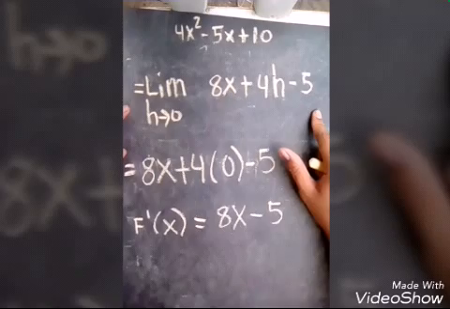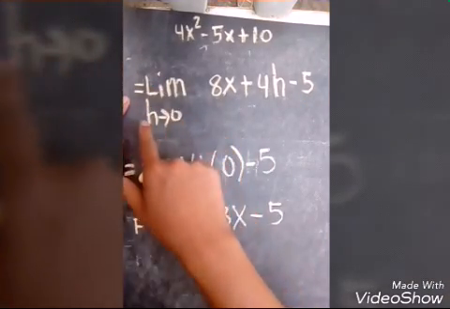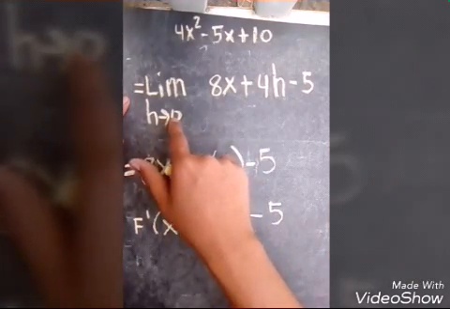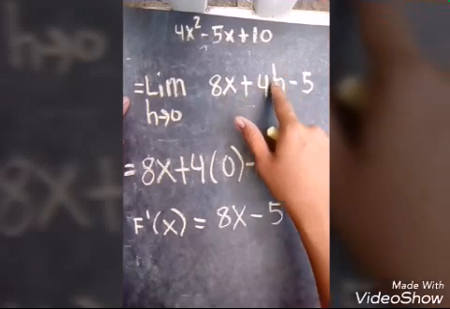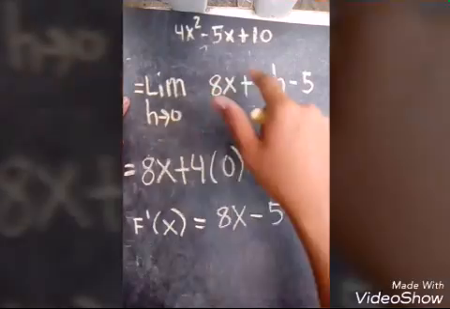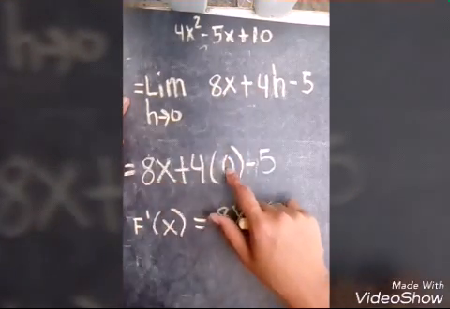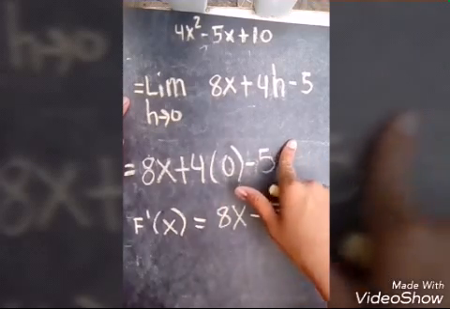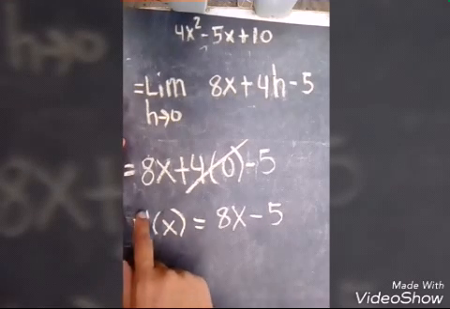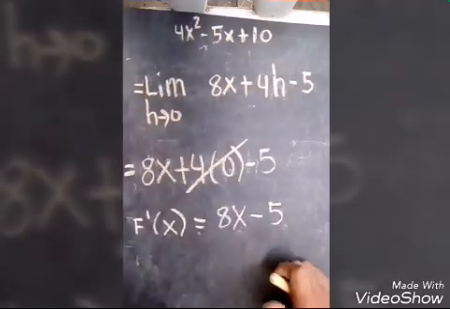Without the denominator. So after this, we need to use this limit as h approaches 0 to swap this h into 0. So 8x plus 4 times 0 minus 5. So cancel this. So the answer will be f prime of x is equal to 8x minus 5.